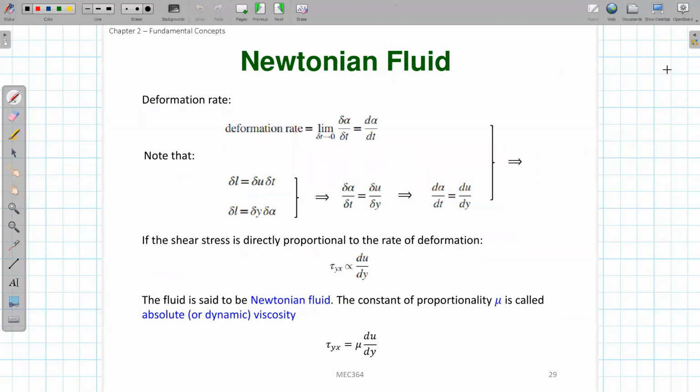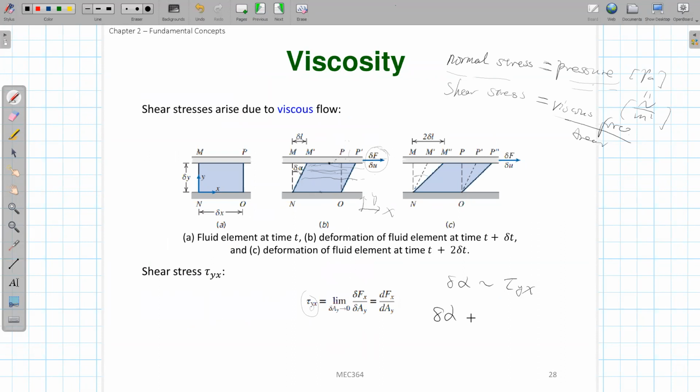It can be shown, let me just show the result first, that this shear stress, the shear force over this fluid area, is proportional to the rate of deformation. So basically, shear stress is proportional to the rate of deformation. This is called Newton's viscosity law. And how do we prove that? First, what is the deformation rate? Delta alpha is the deformation.